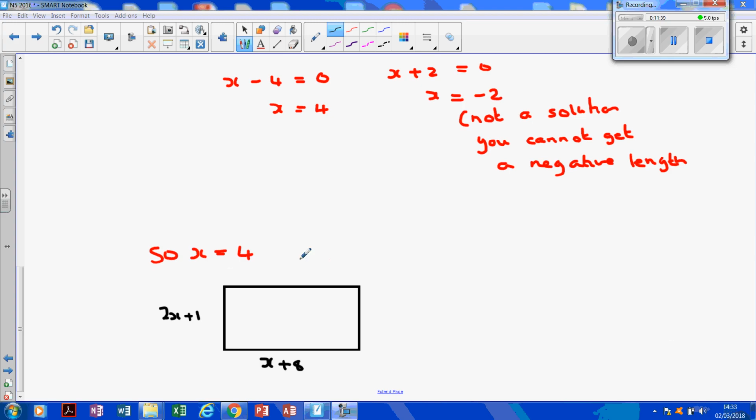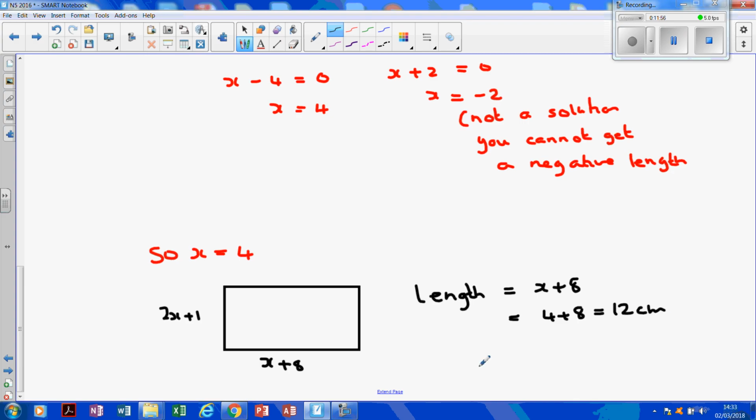Now, to find the length in the grid, we've now established that x is equal to 4. So the length of our rectangle is x plus 8, which is going to be 4 plus 8, which is going to be 12, and the units are in centimetres. The breadth of the rectangle is equal to 2x plus 1, which is 2 4s are 8 plus 1, which is equal to 9 centimetres. Underline your answer, and always go back and double check.